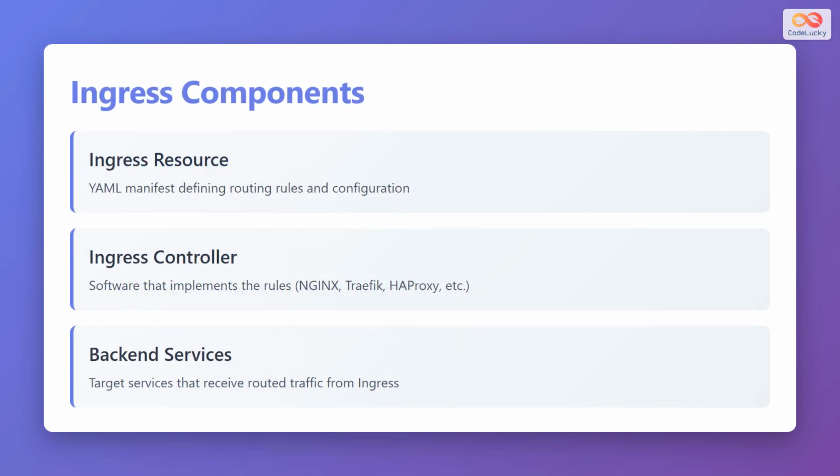To understand how Ingress works, you need to know about its three main components. First is the Ingress resource, which is a YAML manifest file where you define your routing rules and configuration. This is where you specify how traffic should flow.